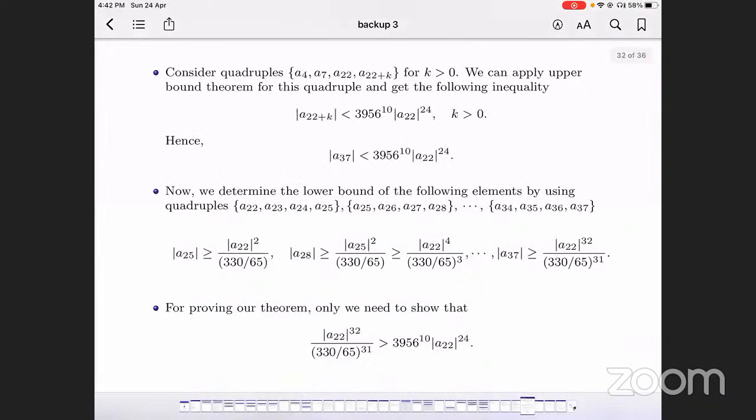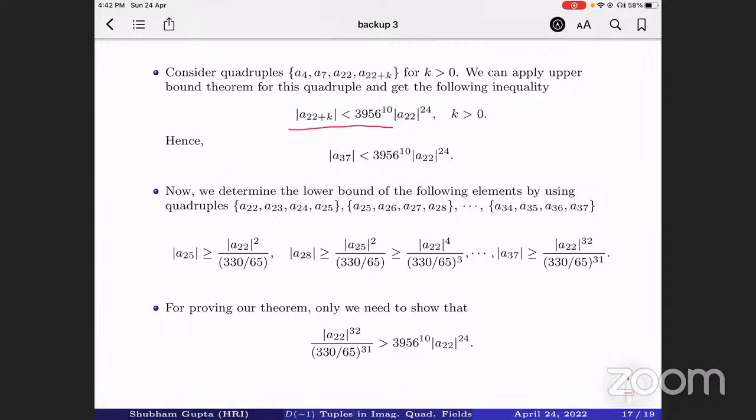Further, we now consider the quadruple a4, a7, a22, and a22 plus k for every k greater than 0. Now we apply the upper bound theorem on this quadruple. So from here we can get this inequality, and this holds for every k greater than 0. If we take k equal to 15, we get an upper bound of a37: the absolute value of a37 is strictly less than this quantity.